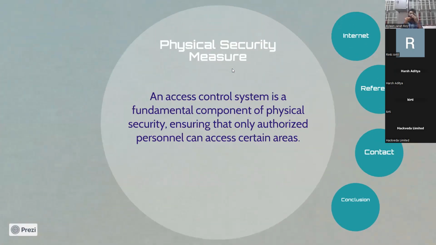And the physical security measure. The access control system is the fundamental component of physical security, ensuring that only authorized personnel can access certain areas. You might have come to an idea, right? Access control system is nothing but me being the server and you all being the client. I'll just make a plan that only person A should access my data, only person B should access my data. Person C has only read access to my data.